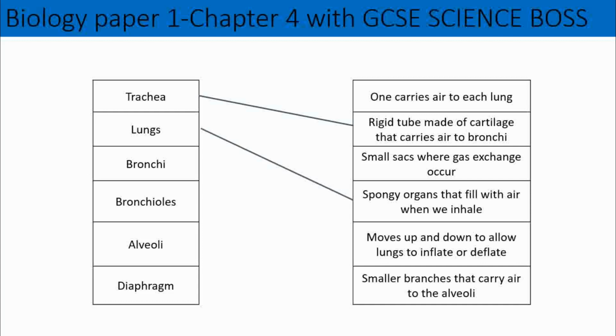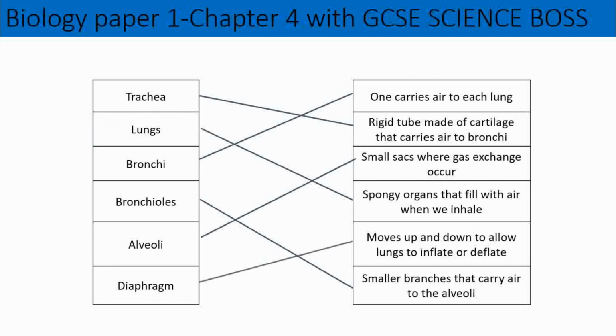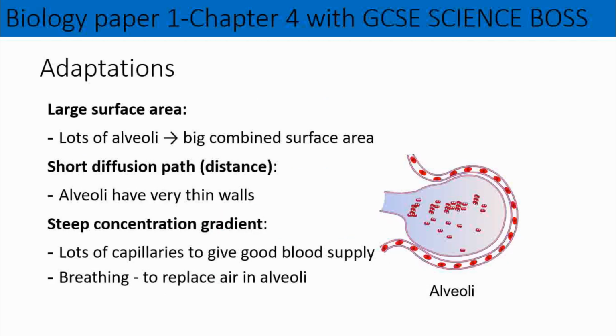You then have your lungs, which is spongy, that inflates. All right. You have your bronchi. One carries air to each lung, so it branches off. Your bronchioles, those are your smaller branches from your bronchi. Then you have your alveoli. Okay. So if you're tracking, the air moves down like that, and then your diaphragm, it moves up and down to help the lungs to inflate or deflate.